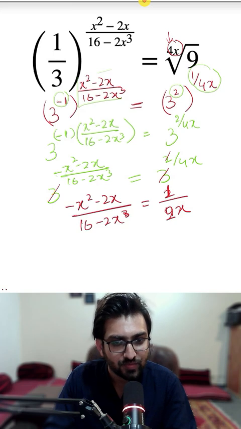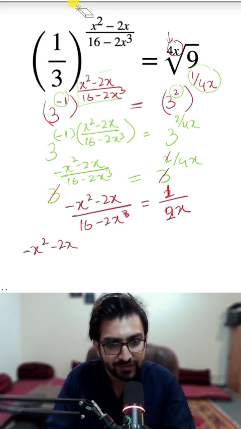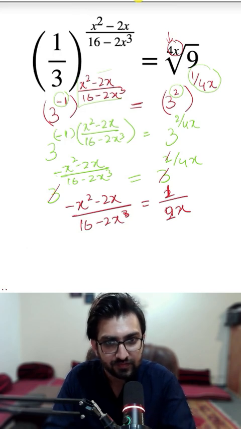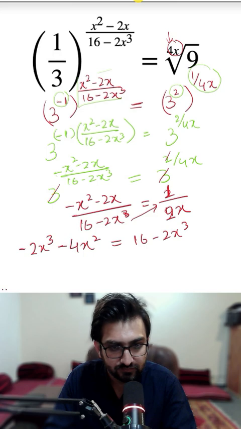Now we can simplify this by doing cross multiplication. So I will multiply this 2x with the numerator. Let me multiply them directly. So it will become minus 2x power 3 and minus 4x square. And when I multiply this with that 1, so it will become 16 minus 2x power 3. So now I will shift this x power 3 to that side. So it will become plus x power 3 and it will cancel out with this.